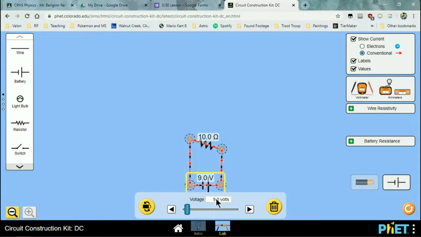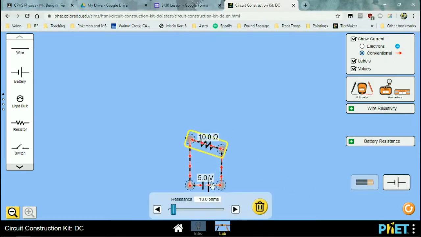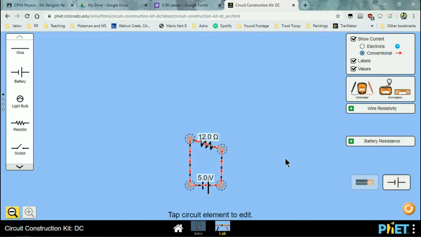Now I think, there we go. So I can change this. Can I just type this in? Oh, it doesn't let me type it in. That's annoying. Yeah, I'll move it down to 5. Okay, there, 5 volts. And then this, I can change this resistance. What was it, 12 I think I had? Yeah, it was 12. Okay.